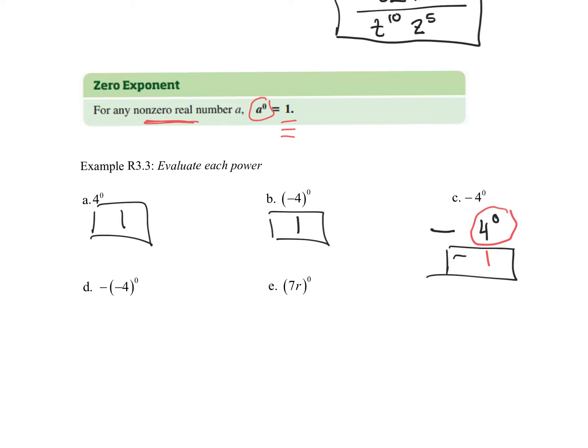Okay, letter D, I have the negative out front. -4 to the 0th is 1. So my answer is -1. And then, assuming R is real, everything in here is raised to the 0th. So my answer is 1.